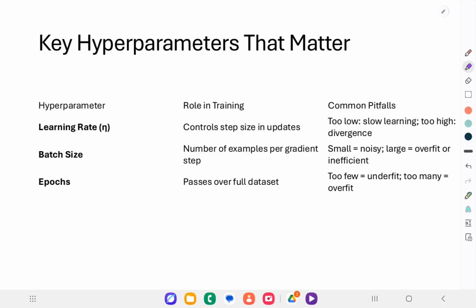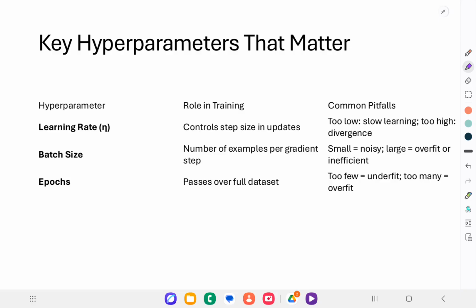So even the best optimizer can only take you so far if your parameters aren't tuned, right? Think of these as the dials you get to control during training. They determine how fast, how stable, and also how effectively your model learns. The most critical one is the learning rate.